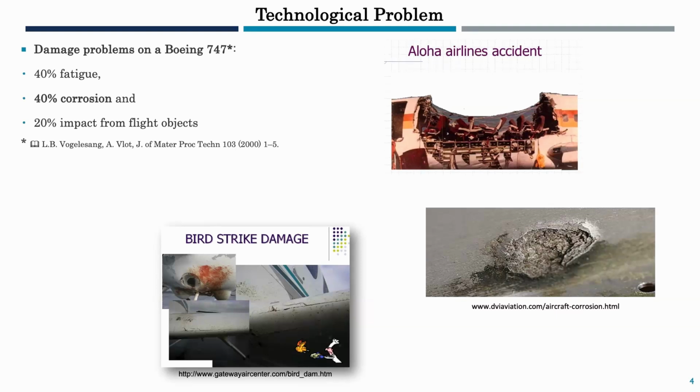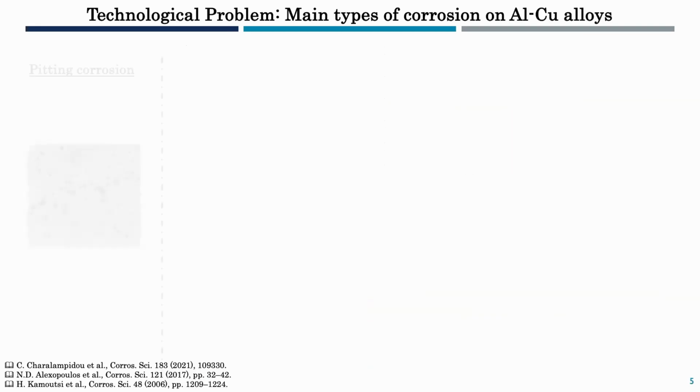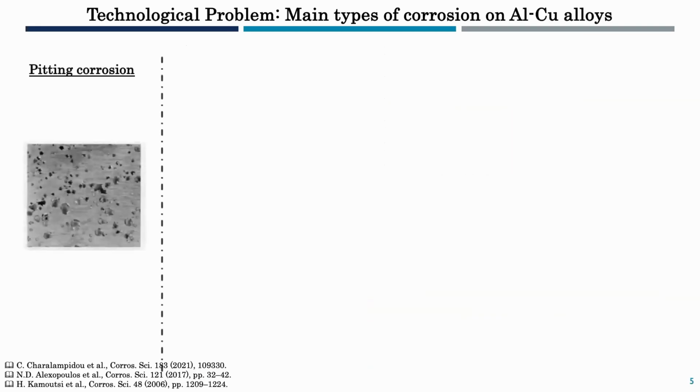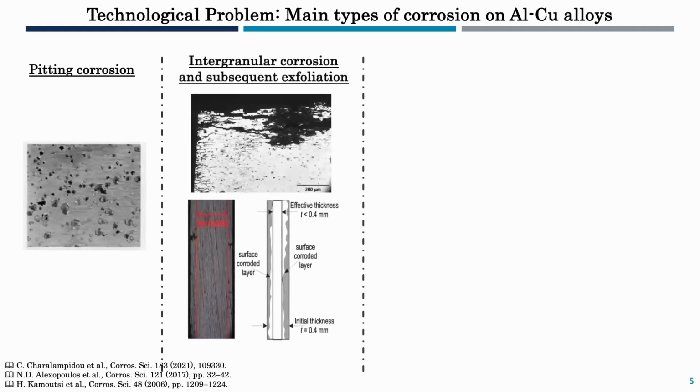So we will deal with corrosion. That is mainly one of the top problems in aircraft structures. So we have the problem of pitting corrosion. As you can see, it grows below the surface, and this is a cross-section of corrosion, and it reduces the thickness of the material.